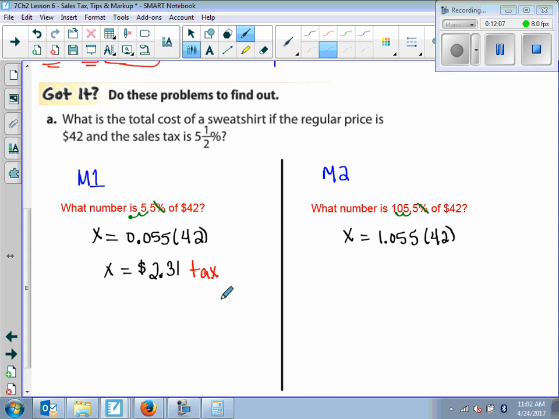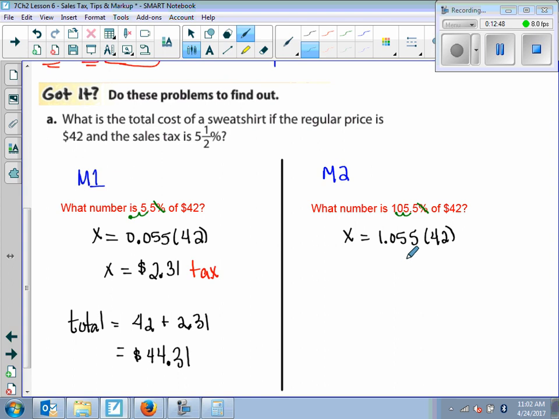Okay, so what do I have to do with that tax? You need to add it to the total amount, or to the original cost, right? So the total price is going to be equal to the regular price, which is $42, plus the tax, which is $2.31, and what do we get? We get $44.31, and that is how much the customer has to pay.